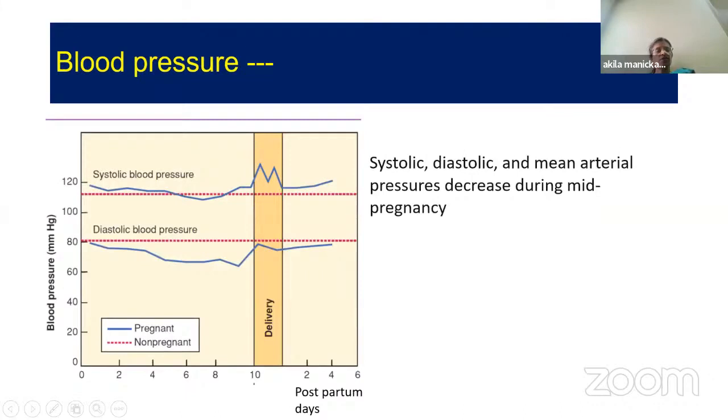Next, when you look at blood pressures, there is an overall decrease in your systolic blood pressure, diastolic blood pressure, and mean arterial blood pressure. But this decrease is maximum at about mid-gestation, around 12 to 18 weeks of pregnancy, when there is a maximum drop. Why is there a decrease in blood pressure? That is because of a decrease in your systemic vascular resistance and pulmonary vascular resistance, and this is majorly because of the hormonal effects which occur during pregnancy. Now, the SVR is reduced by 20%, whereas your peripheral vascular resistance is reduced by 18%.